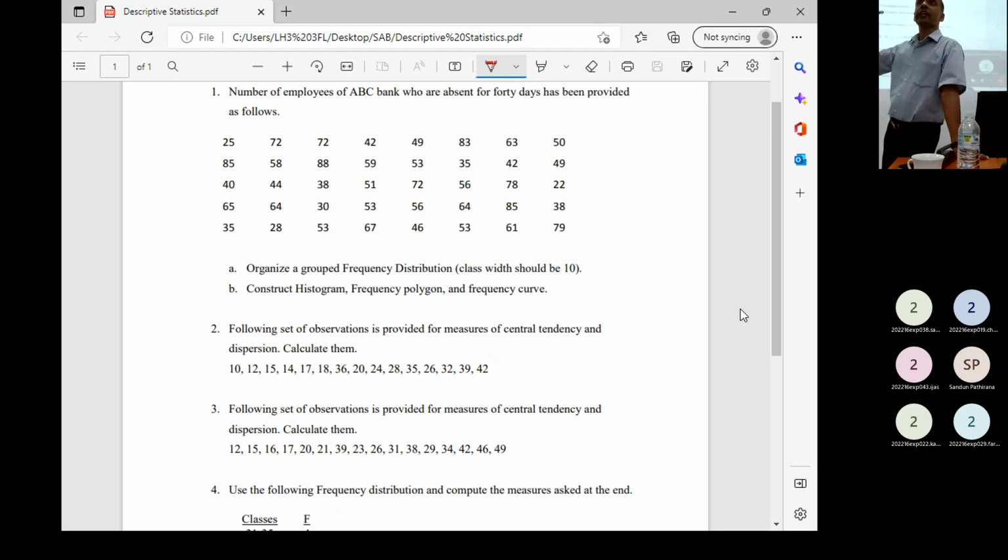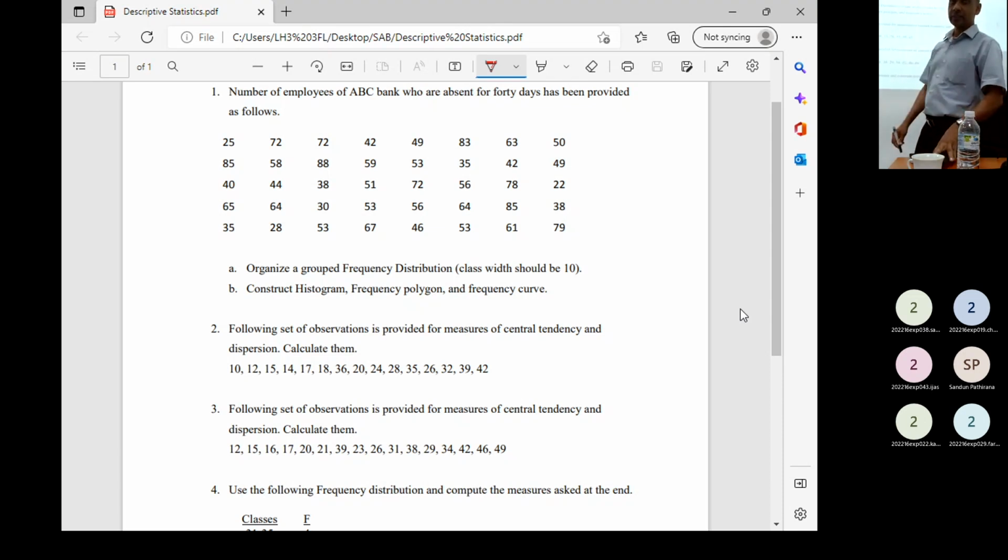Right, first we take array. Array means when you organize your data set in ascending order or descending order. Very simple. When you use it, very quickly you can identify minimum value, maximum value, range can be calculated, and repeated observations can be identified very quickly. These are the usages of array.